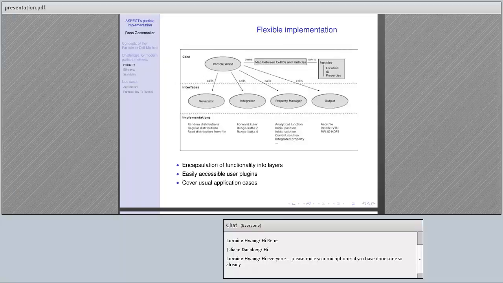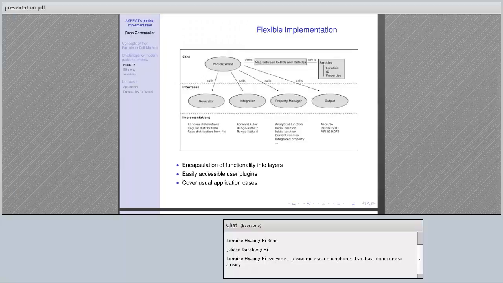Let's start with the flexible implementation. After some testing and some thought about this problem, we came up with an implementation that encapsulates different functionality into a kind of layer structure. There is an internal core part of the algorithms, which we call a particle world, that essentially owns all of the particles, and that is responsible for the internal algorithms, like sorting the particles into cells, like sending particles to other processes in parallel.